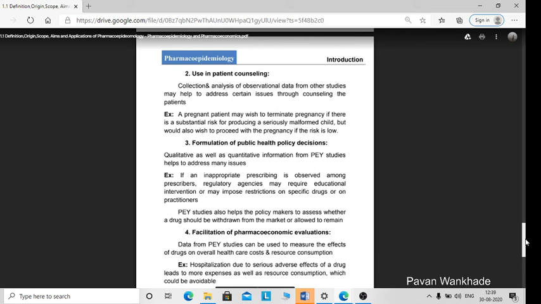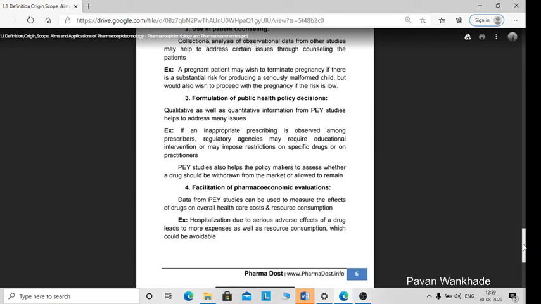Formulation of public health policy decisions. Qualitative as well as quantitative information from pharmacoepidemiology studies helps to address many issues. For example, if inappropriate prescribing is observed among prescribers, a regulatory agency may require educational intervention and may impose restrictions on specific drugs or the practitioner. Pharmacoepidemiology studies also help policymakers to assess whether a drug should be withdrawn from the market or allowed to remain. Next is facilitation of pharmacoeconomic evaluation.